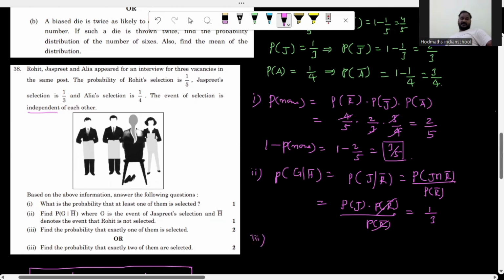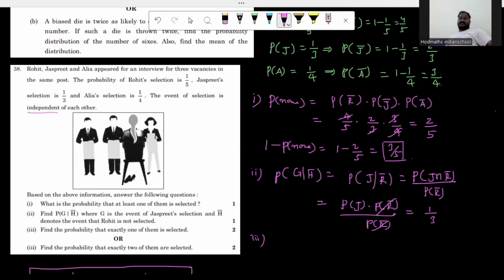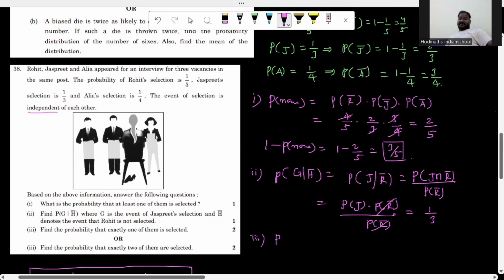So what is the third problem given here? Find the probability that exactly one of them is selected. What do you mean by exactly one of them? Probability of exactly one of them means what? Jasprit is getting selected, but Alia is not getting selected as well as Rohit is also not getting selected. Otherwise, Jasprit is not getting selected, but Rohit is getting selected, Alia is not getting selected. Similarly, Jasprit is not getting selected, as well as Rohit is also not getting selected, but Alia is getting selected. This is what exactly one of them getting selected is, right?